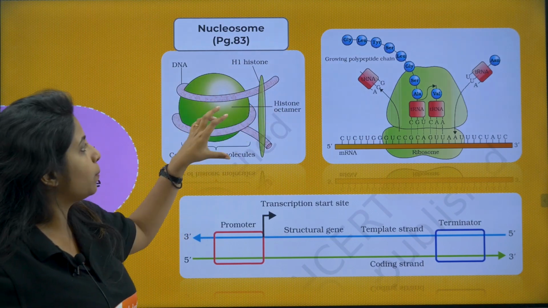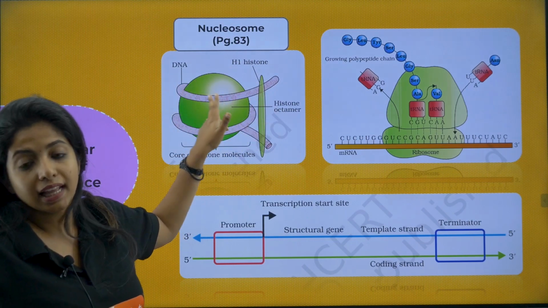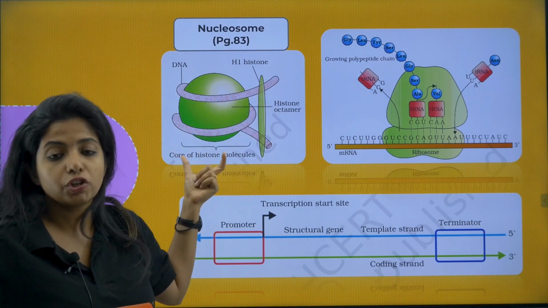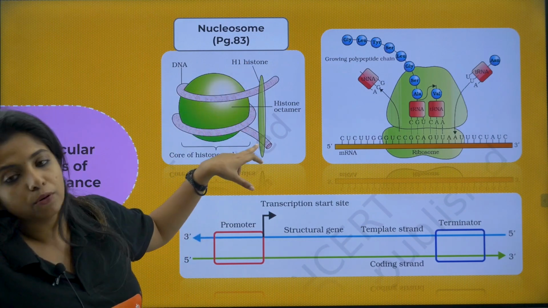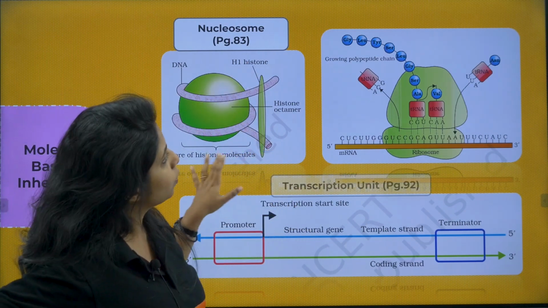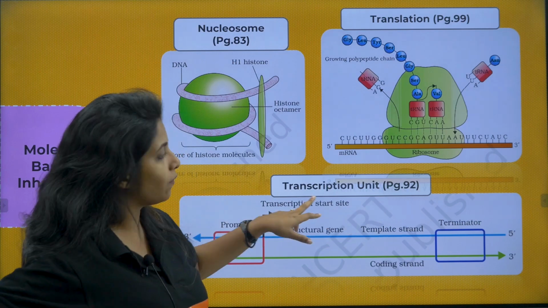So please draw it properly, make the nucleosome, that is histone proteins, and then the DNA wrapped around it. This whole structure is known as nucleosome. Then you have histone 1 protein also. Okay, and now over here, on page number 92, you have transcription unit.